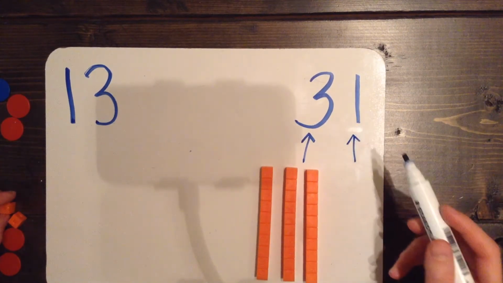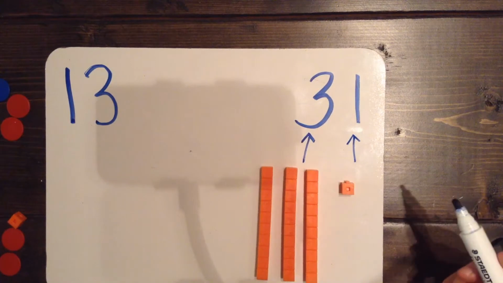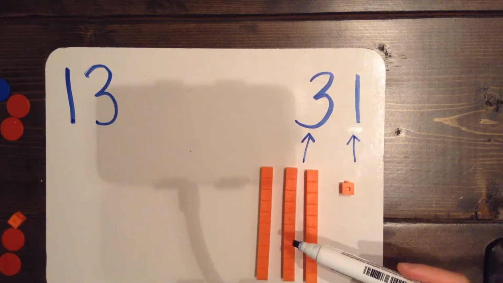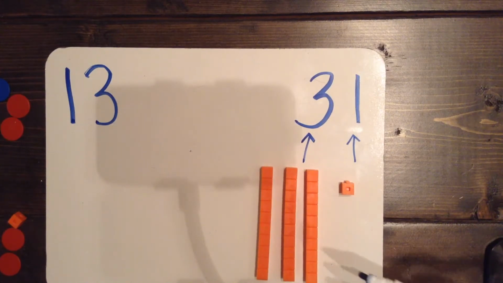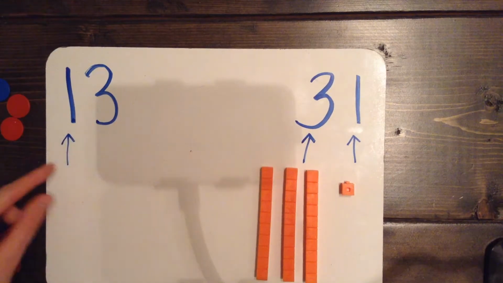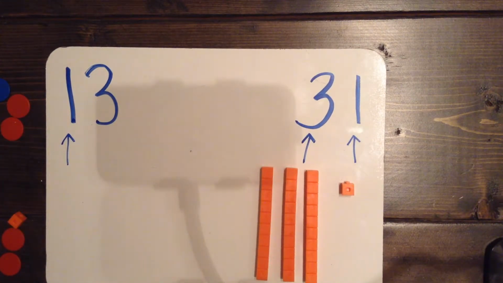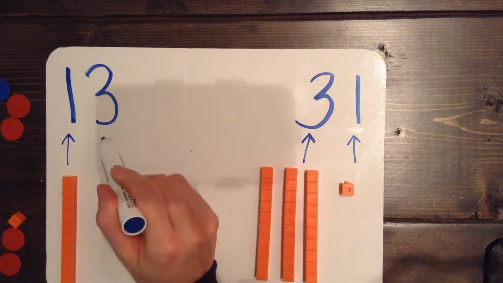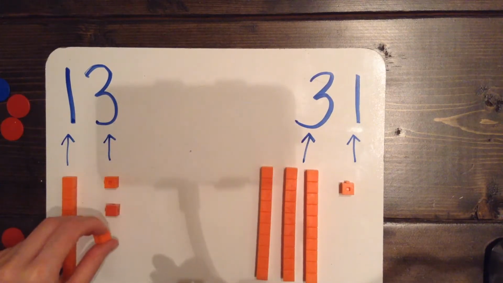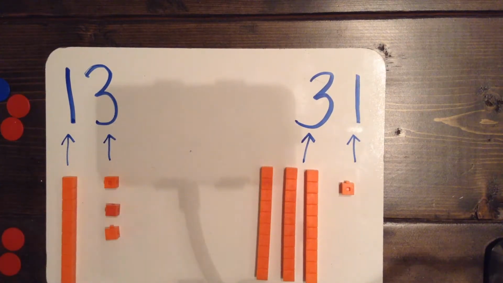This arrow points to the 1 and shows we need 1 of the ones blocks. Now I can count quickly. 30, 31. If we make the number 13, it looks a bit different. This first digit tells me that there's only 1 group of 10 in the number 13. And the second digit tells me I need 3 ones blocks. 10, 11, 12, 13.